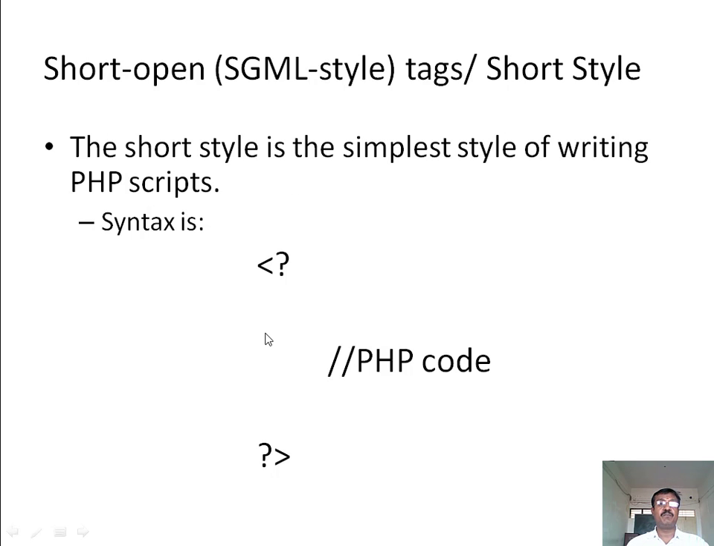Next is short open tags or short style, which we can even call SGML style. The short style is the simplest style of writing PHP scripts. The syntax is like this. It starts with an open angular bracket followed by question mark, then we can place our PHP code, and after placing all the PHP code, we close with a question mark and a closing angular bracket. In this way also we can embed our PHP code in any web document.